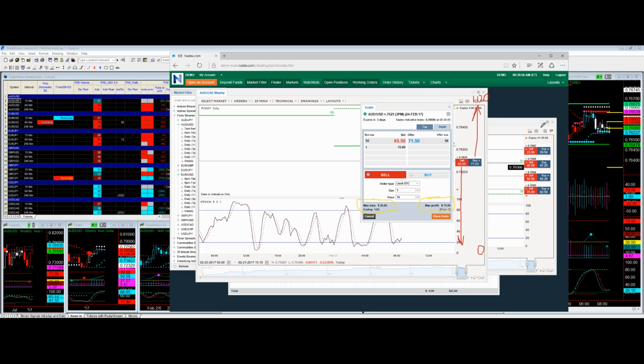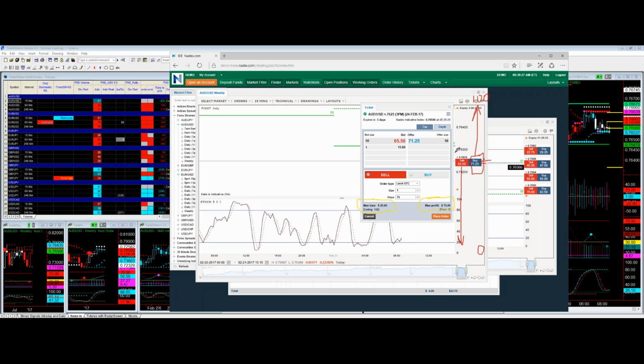The significance of this statement is that if I was to buy this, okay, I would expect it to go to 100. That means my risk is $71. I never take trades like that, okay?